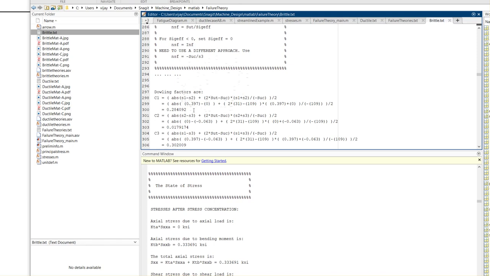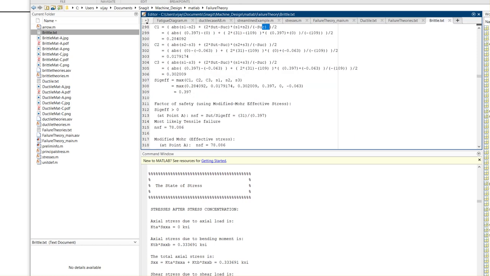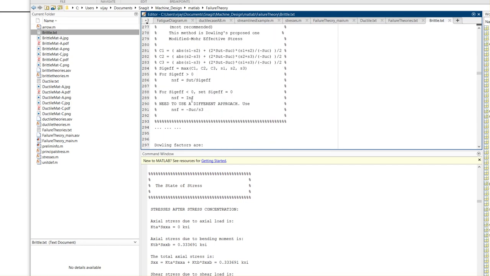This method is way more general, and it's like using your von Mises stress, equivalent stress, and it's very easy to use. These are the equations used to replace all the values in here, and then at the end of the day, you say what is better: C1, C2, C3, S1, S2, S3. You replace the values, you find the sigma, and if this sigma is bigger than 0, then you just use this equation. If it's less than 0, set to 0, that's infinite, so you cannot really use that approach.